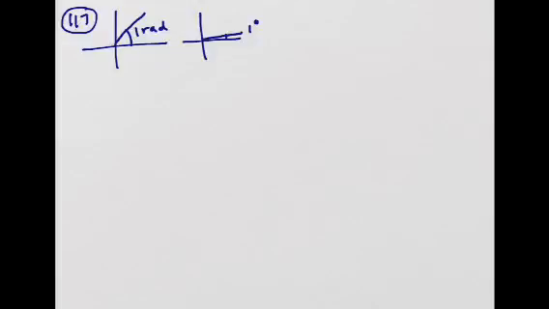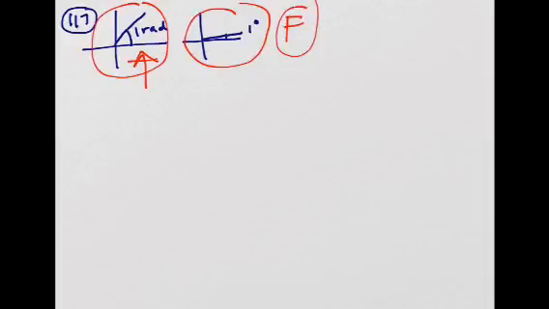Alright, for number 117, it says a degree is a larger unit than a radian, and that is false. Here's a degree, and here's a radian approximately. So this one is much larger. So number 117 is false.